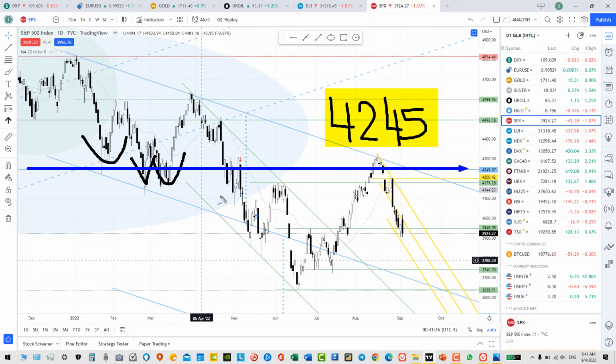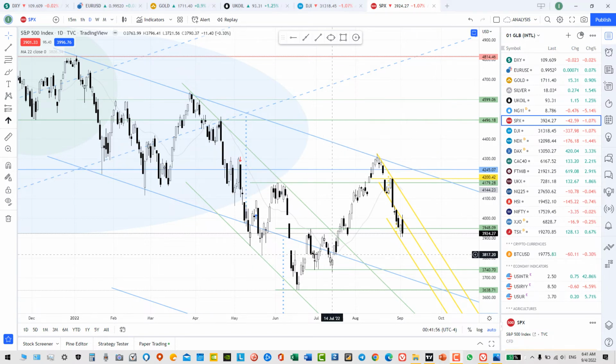Of course, it did not manage to respect this support, and gradually it turned it into resistance 2 consecutive times, as we can see here. So therefore, I think that the market is in a very bearish environment, and the negativity continues as long as 4245 is considered a resistance, and the targets, as we mentioned, are relatively considered a little bit far.